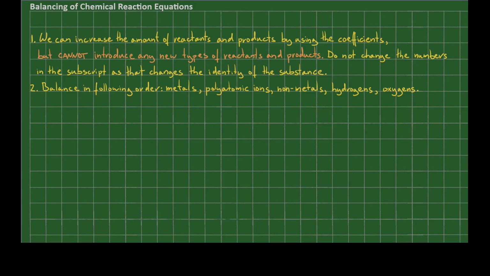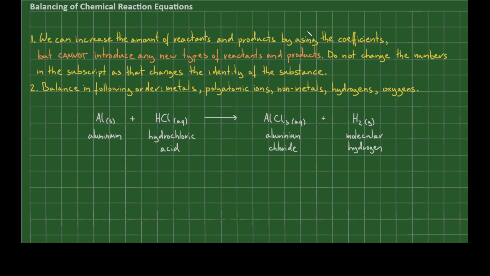Hello good people, I'm going to look at a strategy that can help us when balancing chemical reaction equations. Often, when we balance a chemical reaction equation, it can become tricky to keep track of how many atoms are present. I'm going to show you an account keeping method. It is not necessarily the fastest, but it can help.